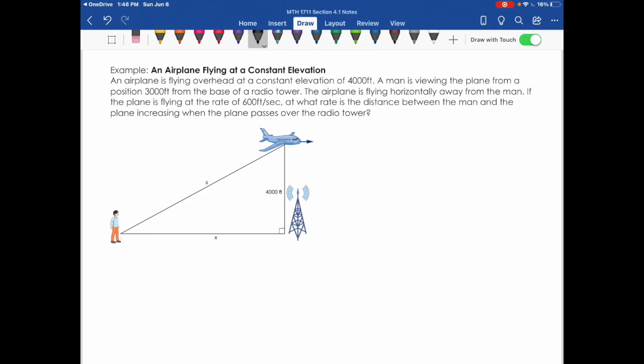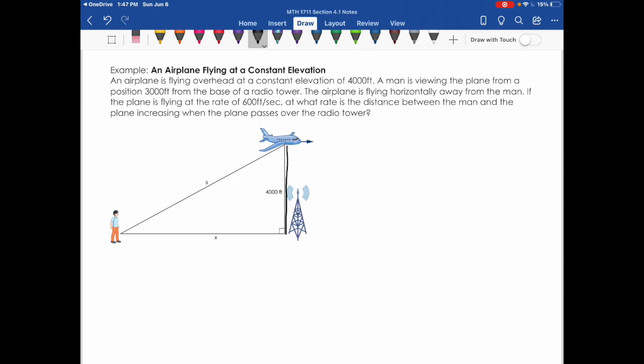Now, this picture I got from the book, it's a much better drawing than what I could have done. So according to the book, they're labeling the distance between the man and the radio tower, which is the horizontal distance from the man to the plane, as x. And then s is the distance from the man to the plane, the direct distance. We don't need to introduce a variable for this leg of the triangle right here because that is not going to change. It's going to remain at a constant 4,000 feet.